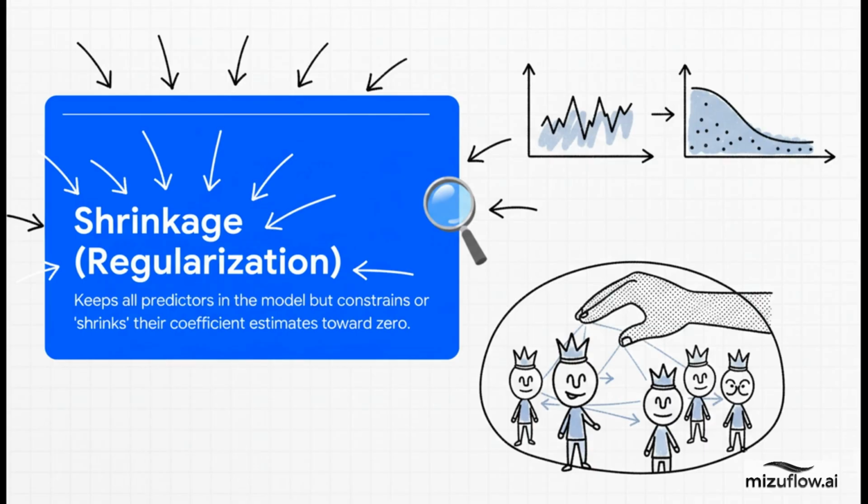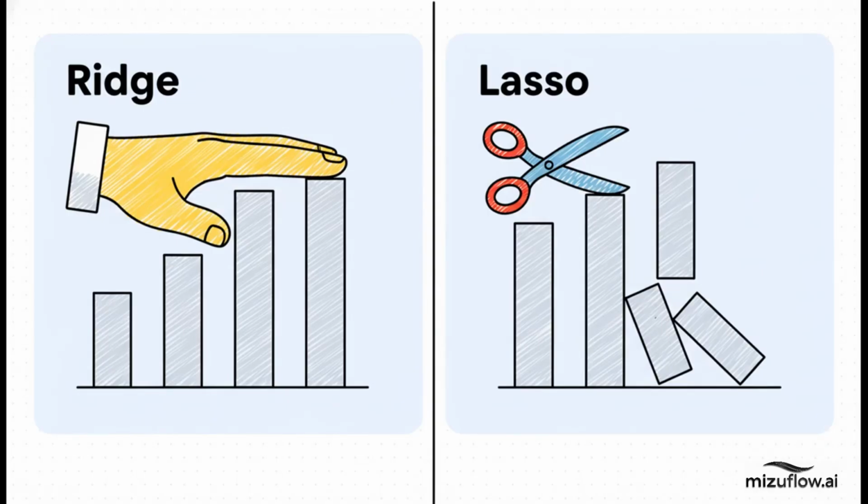We basically force their coefficients, their impact scores, to shrink down towards 0. We're not cutting players, we're just shrinking their egos a little bit so they work better as a team. This is a fantastic way to reduce variance and stop overfitting. And this is where it gets really cool, because there are 2 main flavors of this salary cap.